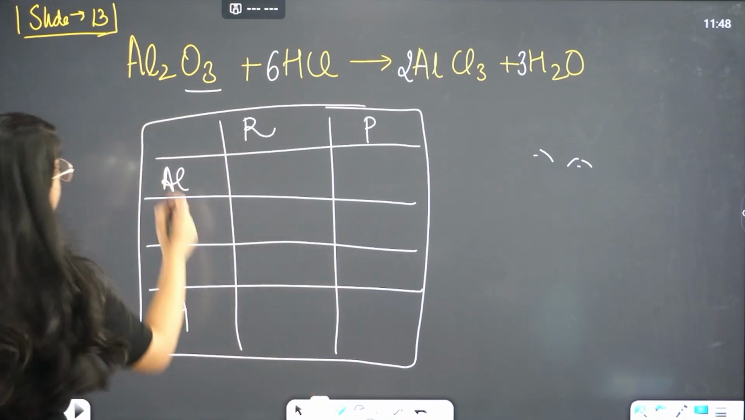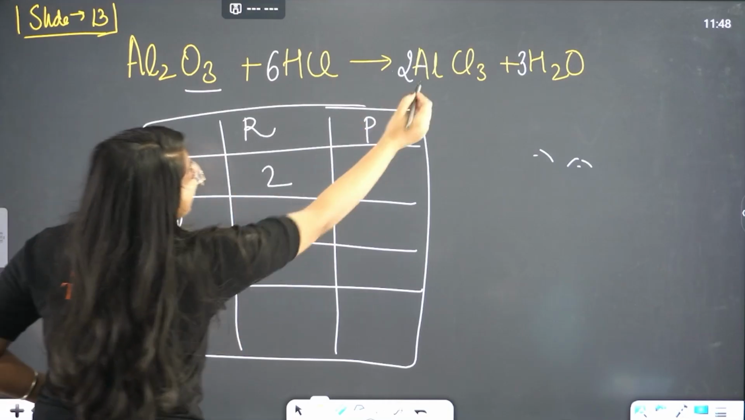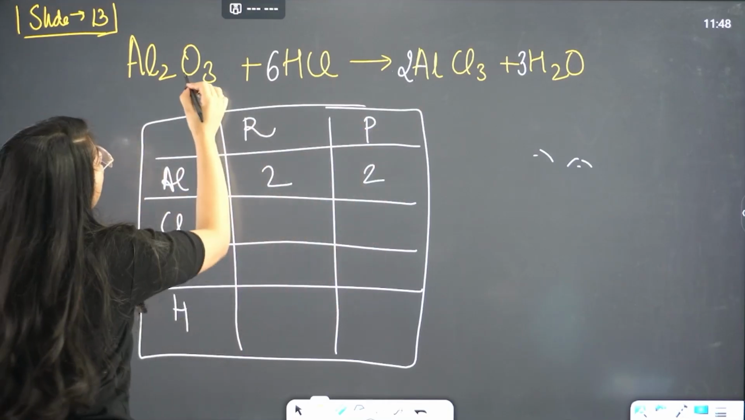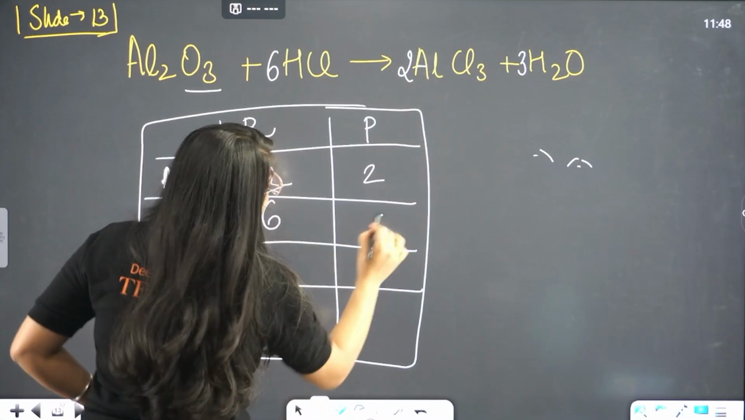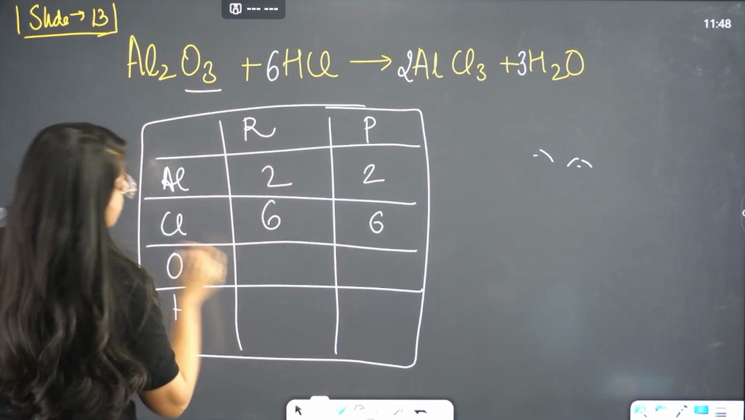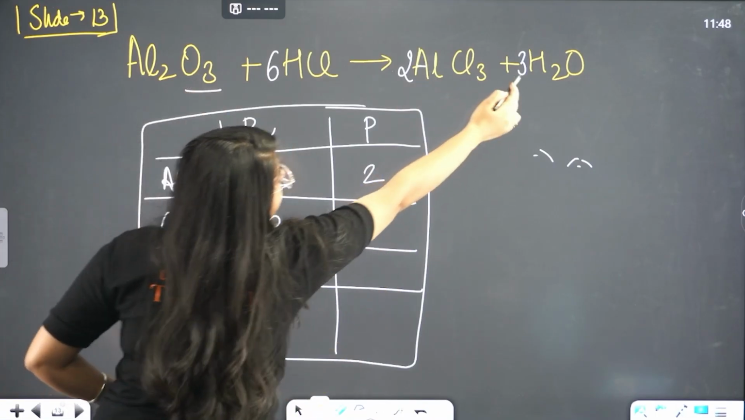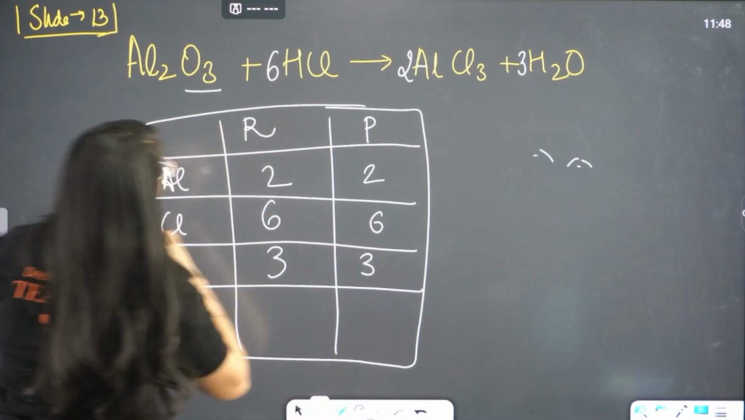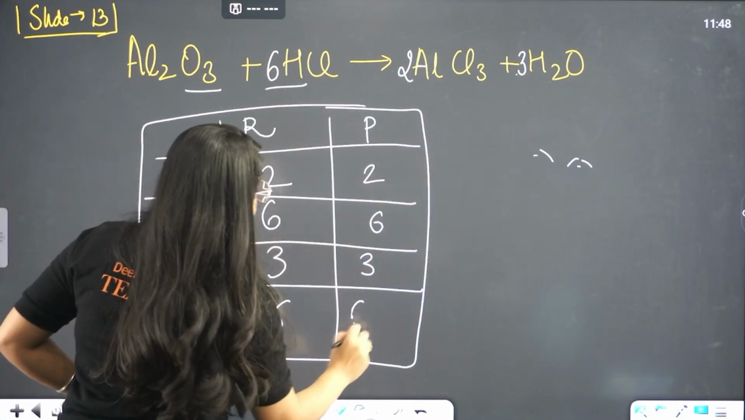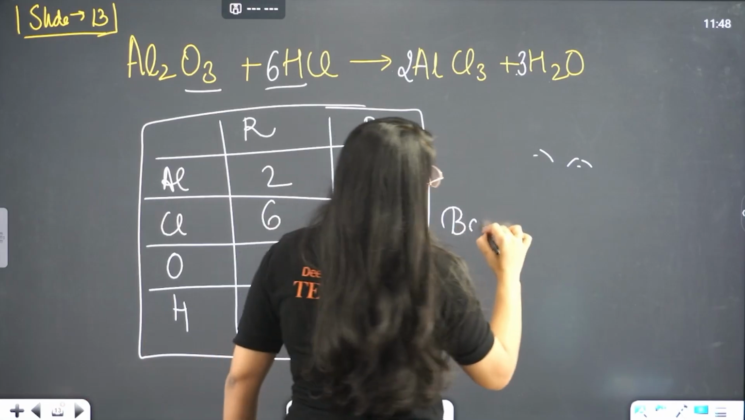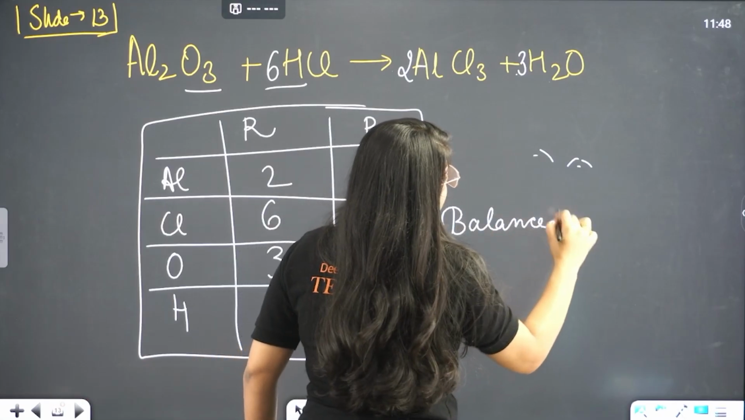Okay. Now, aluminium is what? 2. Aluminium is 2. Done. Chlorine is 2 into 3, 6 here. Oxygen is 3 here, and oxygen is 3O, that is 3 here. Hydrogen is 6 here. 3 into 2, 6 here. So, this also became balanced, my friend.